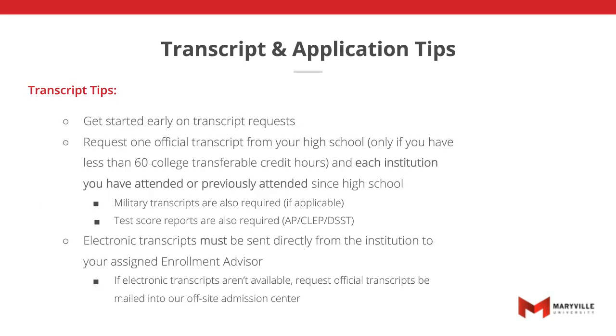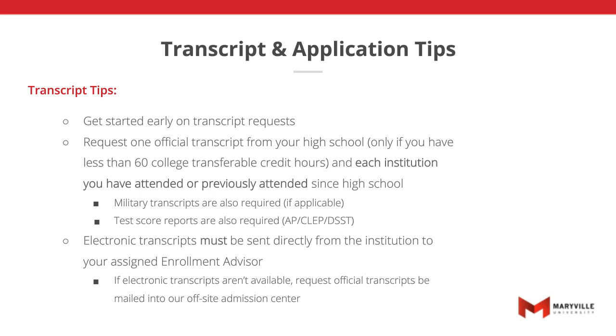We do have a few tips that we as enrollment advisors like to share. Number 1, get started early on requesting those transcripts. Some schools may take longer in processing your request and sending your transcript to Maryville, so you want to allow plenty of time to ensure that you meet the application deadline. Number 2, if you have or think you have less than 60 college credits, request your high school transcript. After high school, if you have attended or enrolled in any institution, those transcripts will be needed too. If you were in the military, those transcripts will be needed, as well as any test score reports. Your enrollment advisor may help request any of these if you need further assistance.